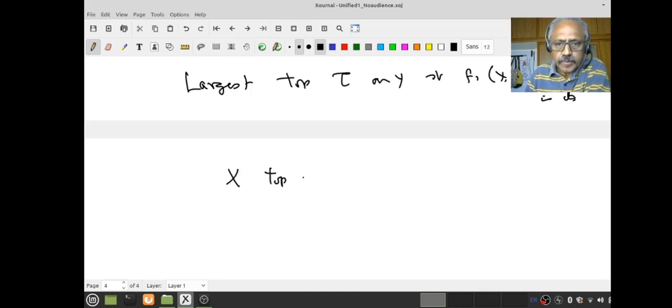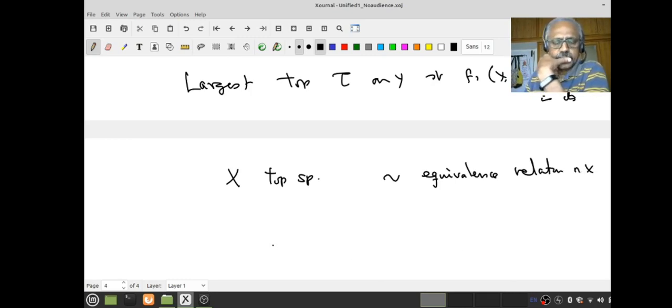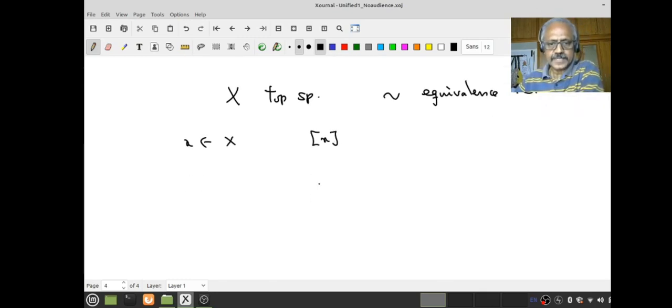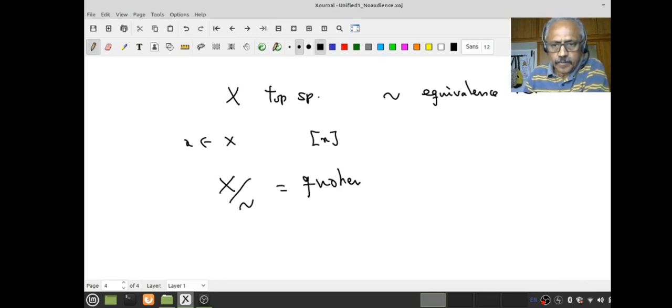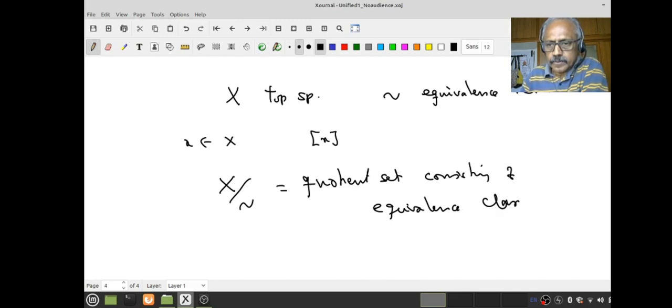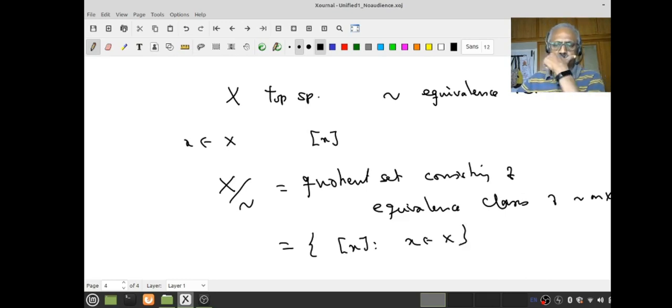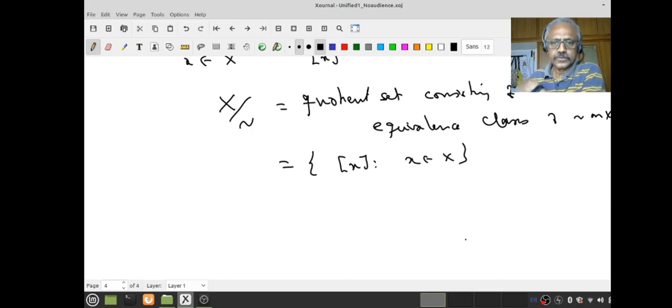Suppose X is a topological space. Suppose this is an equivalence relation on X, right? Therefore, I have a set of equivalence classes. Given any x in X, I have the equivalence class [x]. Now, I want to denote by X tilde, which is called the quotient set, consisting of equivalence classes. That is, this consists of equivalence classes [x] as x varies over capital X. You understood that? So this is going to be my Y.